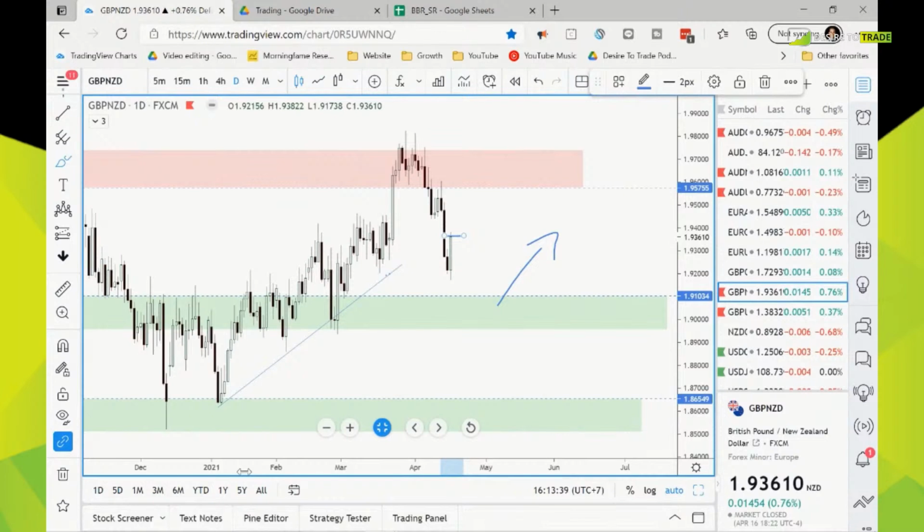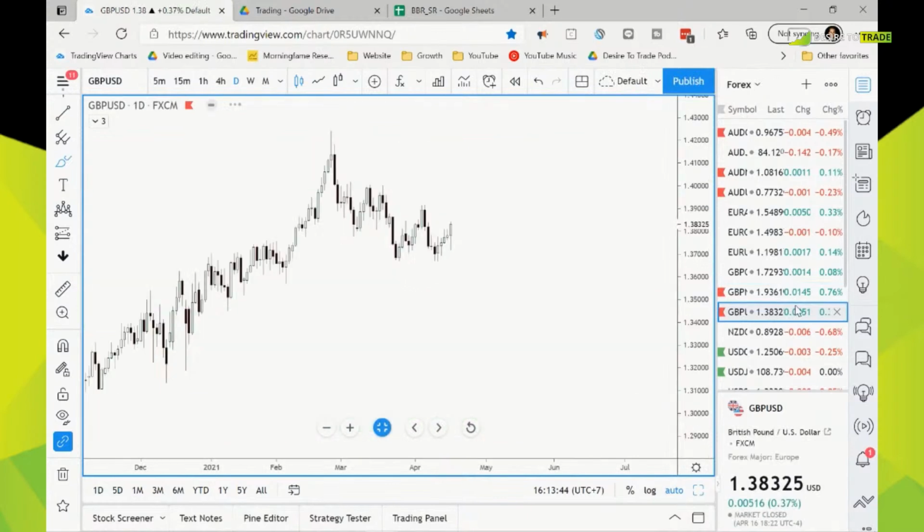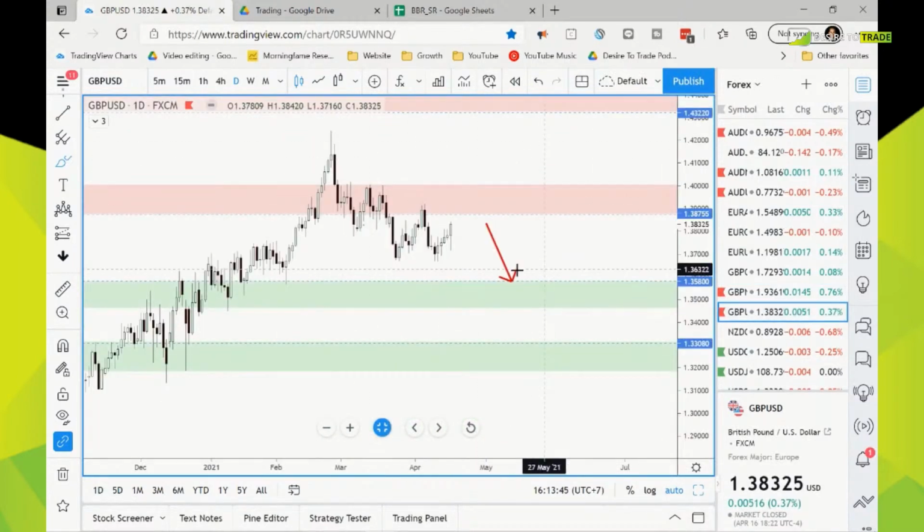All right, awesome. And same thing goes with GBP USD. Should be correlated. This pair is also in between levels, but approaching this resistance area here at 1.39 or so.